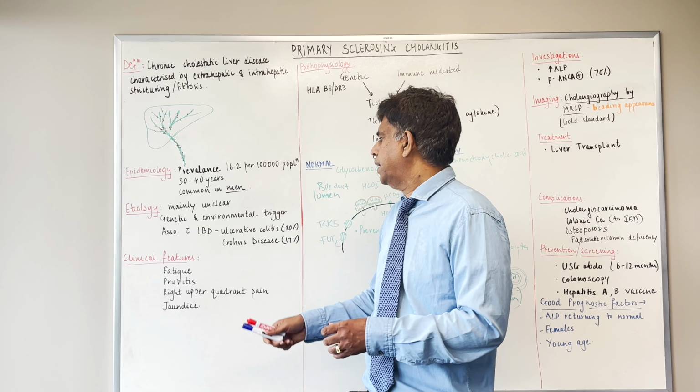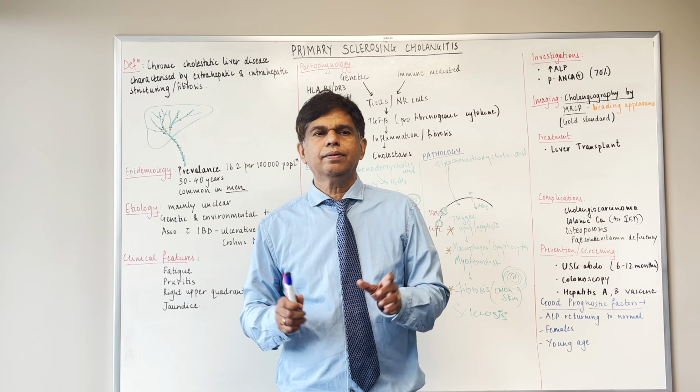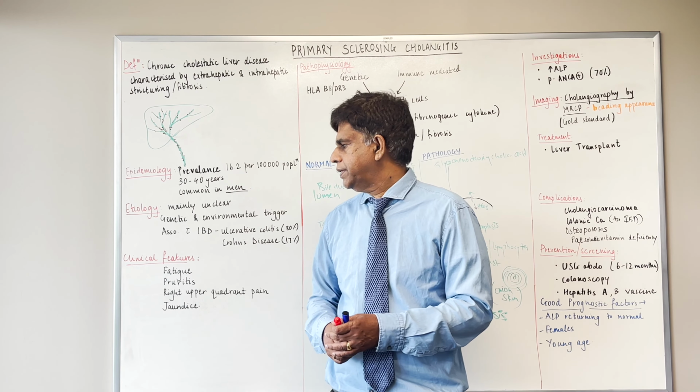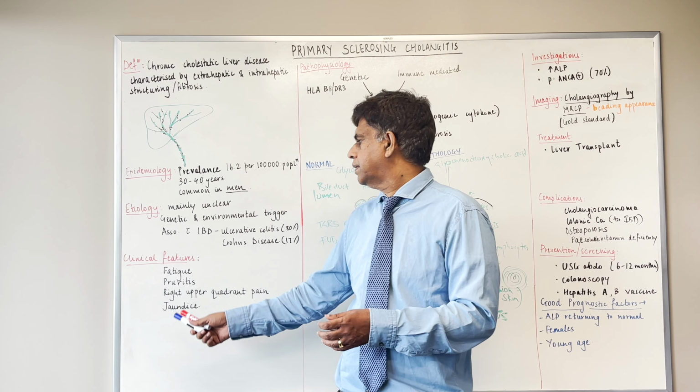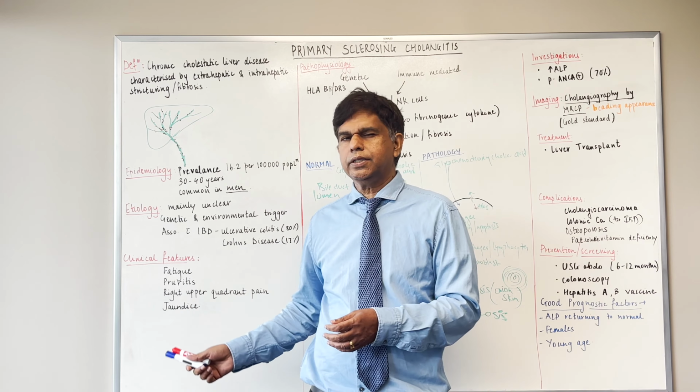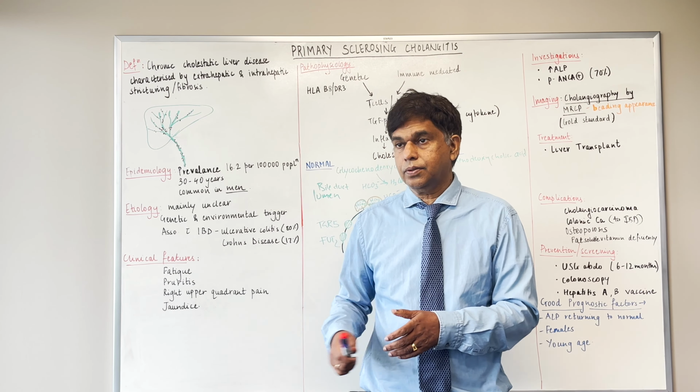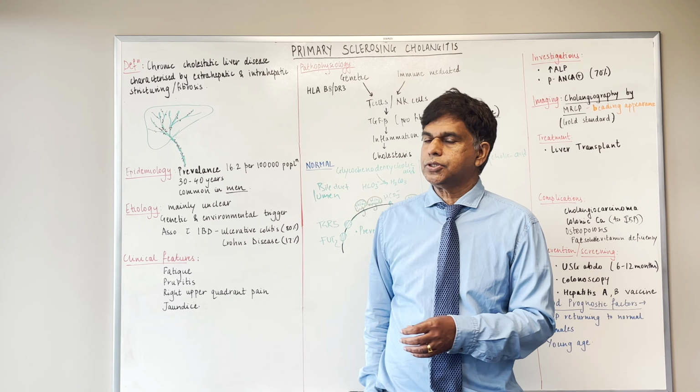Got it? Okay, now, what are the clinical features? Sometimes it could be asymptomatic, but in the presentation we have to know about fatigue, pruritus, and right upper quadrant pain, and jaundice may be a late sign also. Okay, remember those are the classic clinical features you want to get.